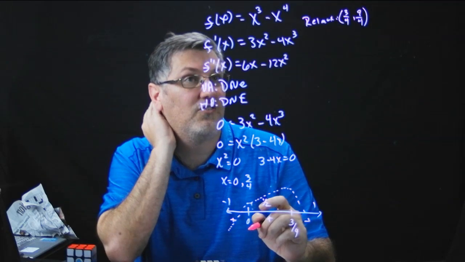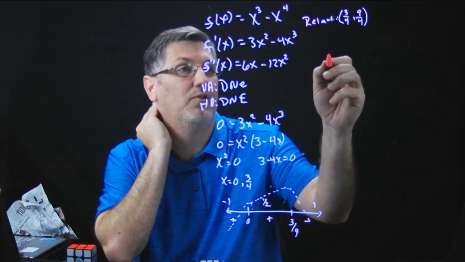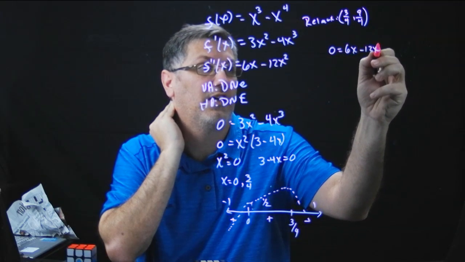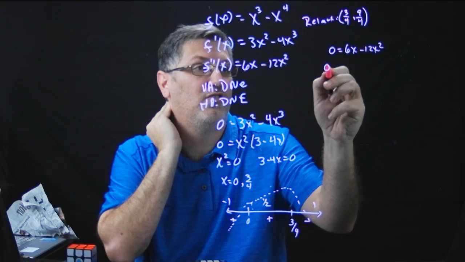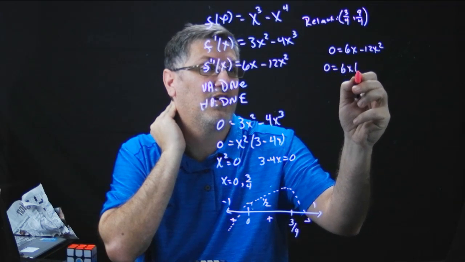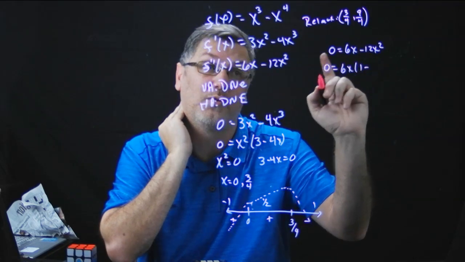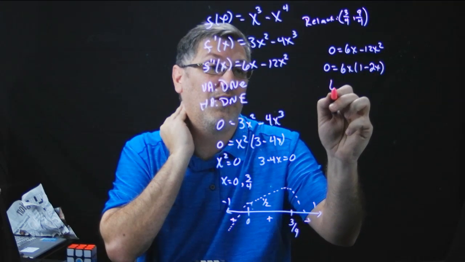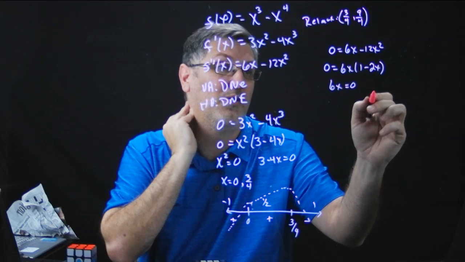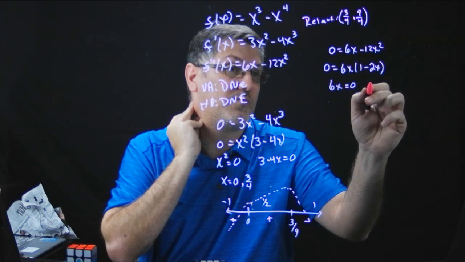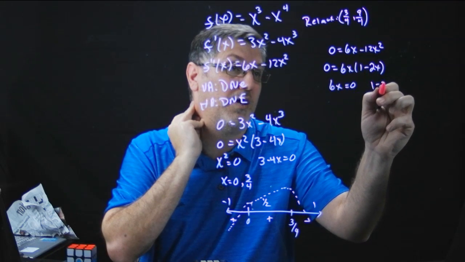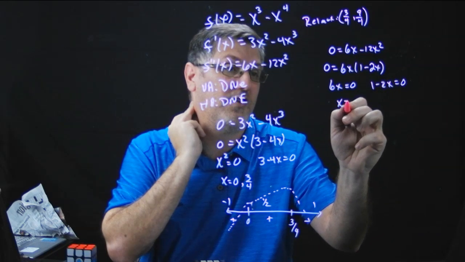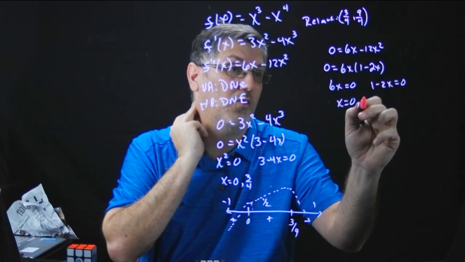Now we do our change in concavity. We're going to take the second one. We're going to do 0 equals 6x minus 12x squared. Factor out a GCF, which is going to be a 6x. This gives me 1 minus 2x, which then we have 6x equals 0. And then 1 minus 2x equals 0, so we have x equals 0 and 1/2.